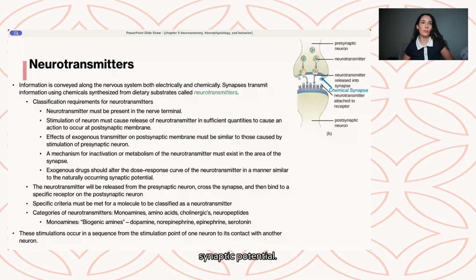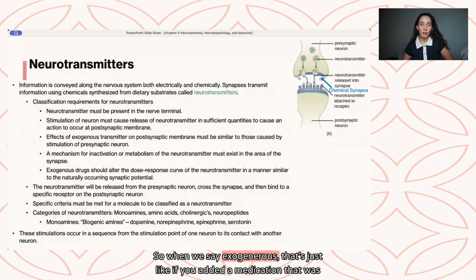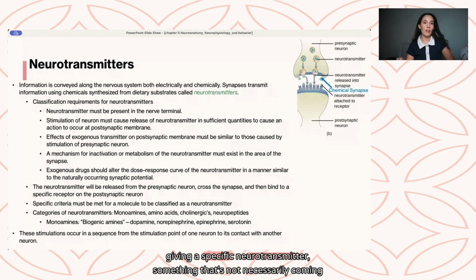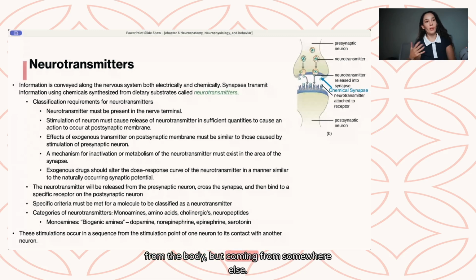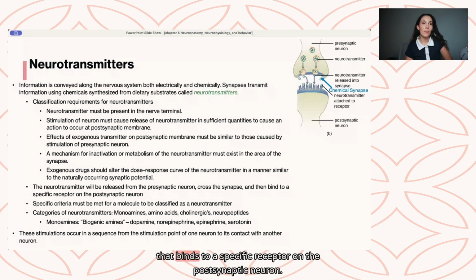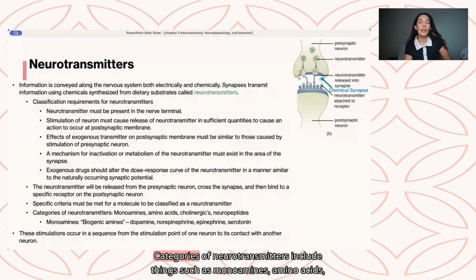So when we say exogenous, that's just like if you added a medication that was giving a specific neurotransmitter, something that's not necessarily coming from the body but coming from somewhere else. The neurotransmitter will be released from the presynaptic neuron across the synapse and bind to a specific receptor on the postsynaptic neuron, and specific criteria must be met for a molecule to be classified as a neurotransmitter.